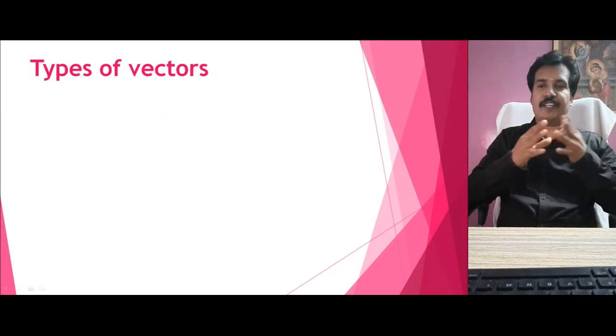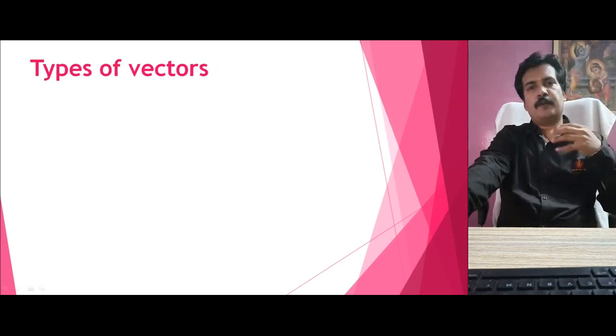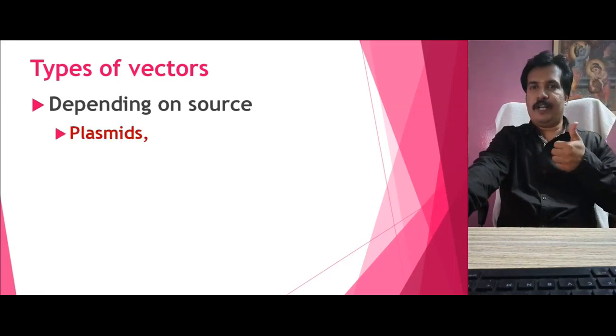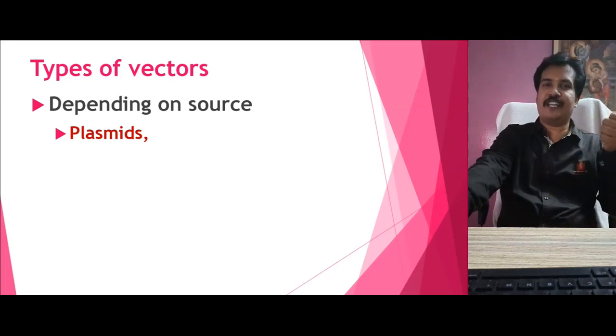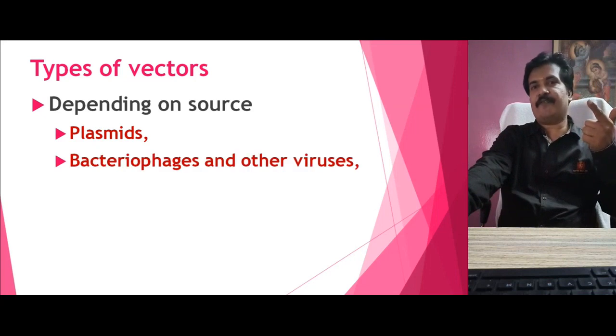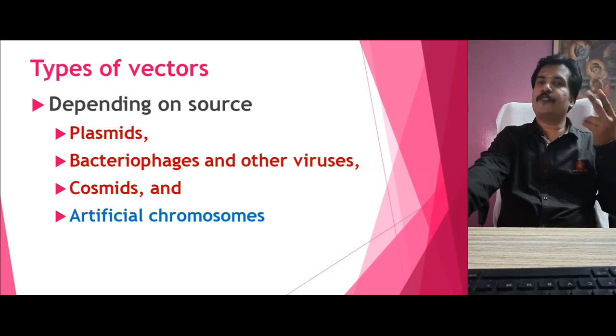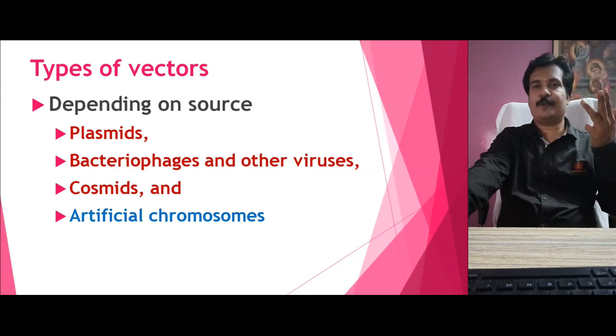We can classify vectors into different types. Based on the source, we can classify them into four major types. One is the plasmid, which is an extrachromosomal DNA, generally engineered and used. Second is the viral vector, otherwise called a bacteriophage vector. Third is the cosmid vector, which is a combination of a plasmid and a phage vector, having both characteristics. And the fourth, which we are going to discuss elaborately today, is the artificial chromosome.